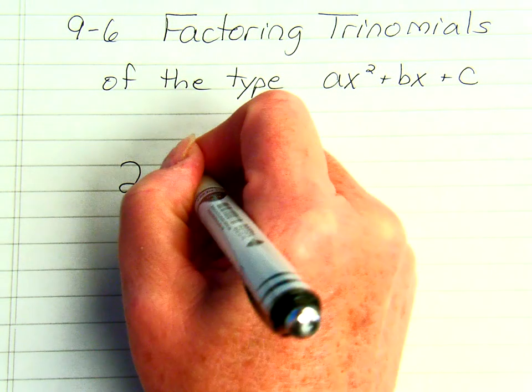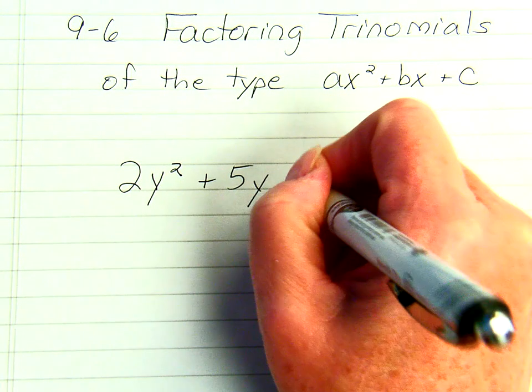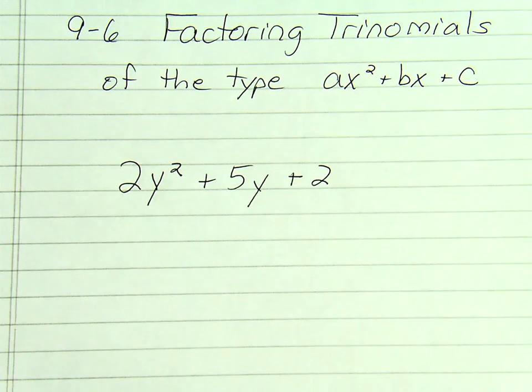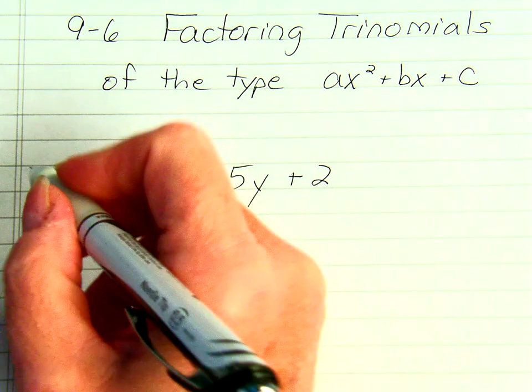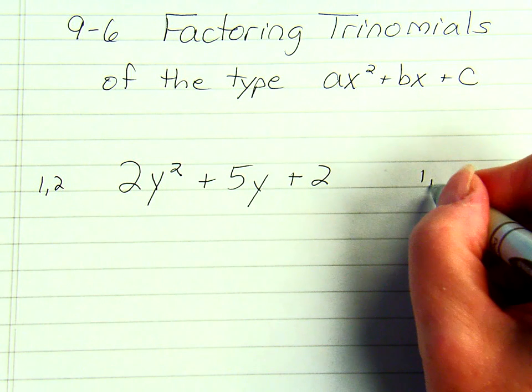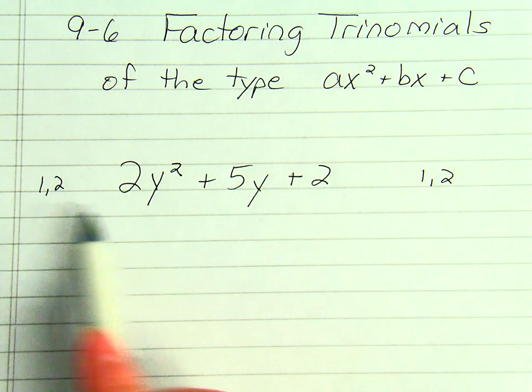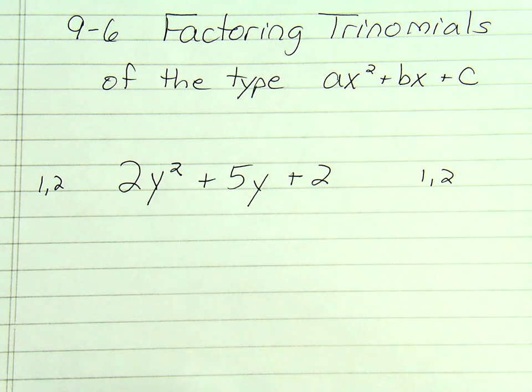2y squared plus 5y plus 2. Okay, so we're starting off pretty easy, which is a good thing. Factors of 2, 1 and 2. Factors of 2, 1 and 2. Now, we need to get a 5. So that means that I need to multiply the right things together.